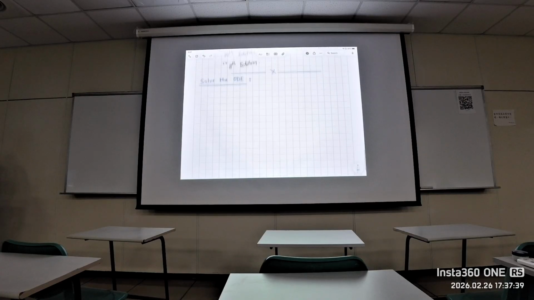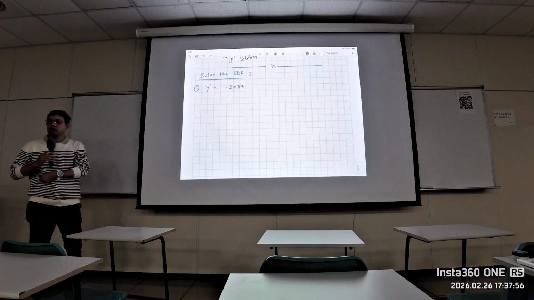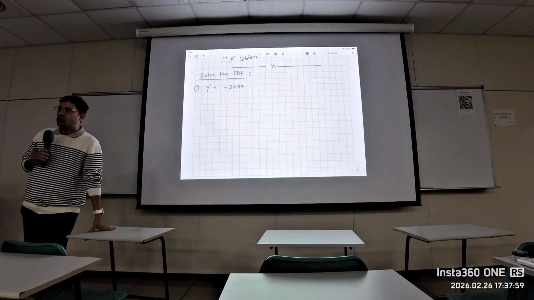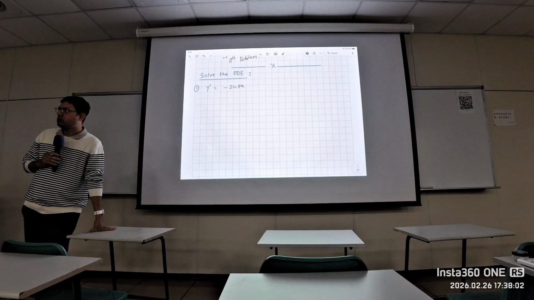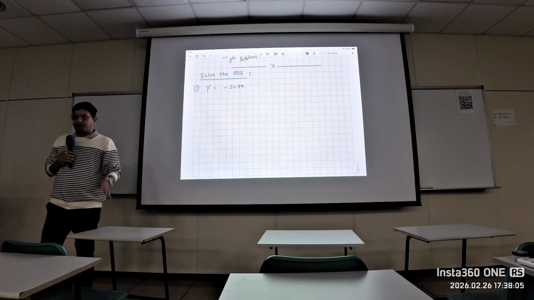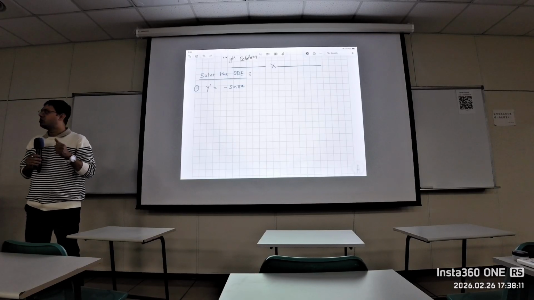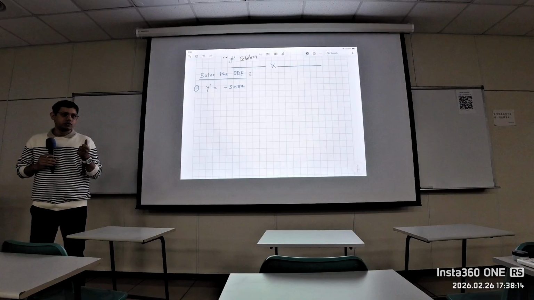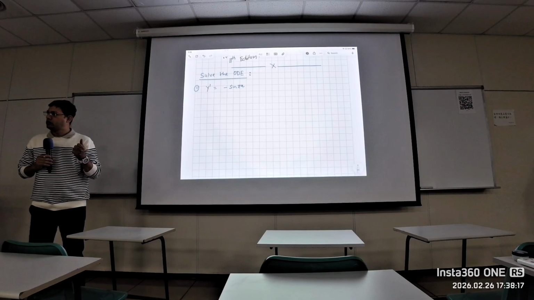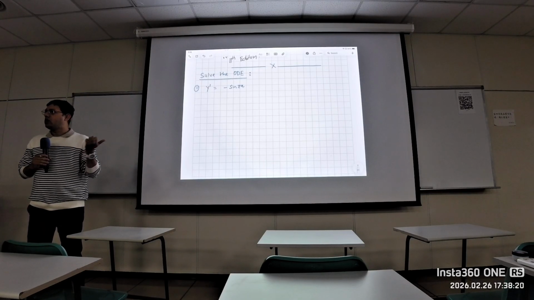So let's start. If I start writing, the very first problem is, it is given y dash is equal to minus sine pi x. This is the ODE. This is the ordinary differential equation. Okay? So we want to solve this ordinary differential equation. So can you tell me, when I'm saying that we want to solve the ordinary differential equation, what exactly do we want to find out? Y, because y is the unknown function here.